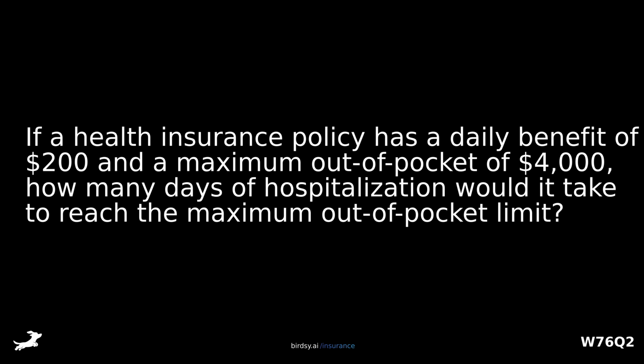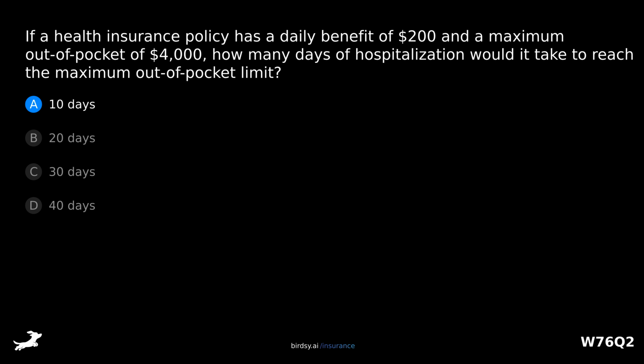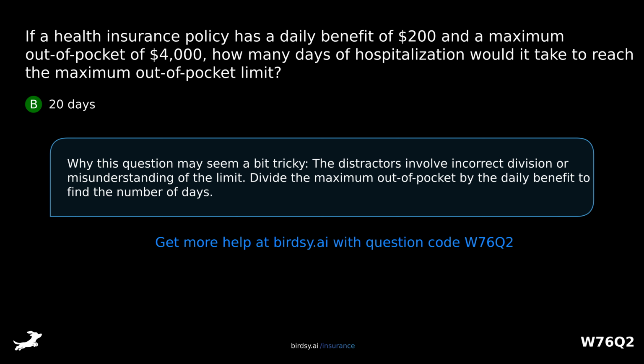If a health insurance policy has a daily benefit of $200 and a maximum out-of-pocket of $4,000, how many days of hospitalization would it take to reach the maximum out-of-pocket limit? Is it A. 10 days, B. 20 days, C. 30 days, or D. 40 days? The answer is B. 20 days. Why this question may seem a bit tricky. The distractors involve incorrect division or misunderstanding of the limit. Divide the maximum out-of-pocket by the daily benefit to find the number of days.